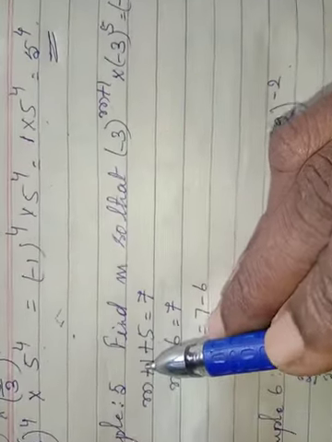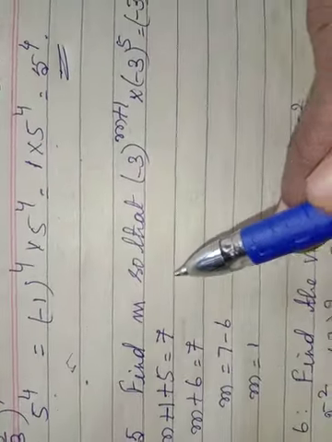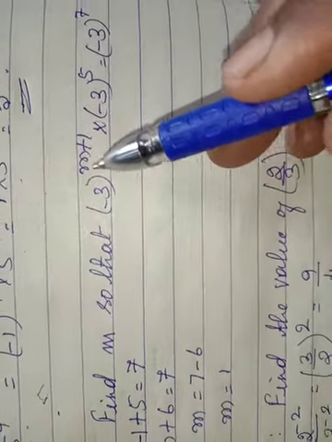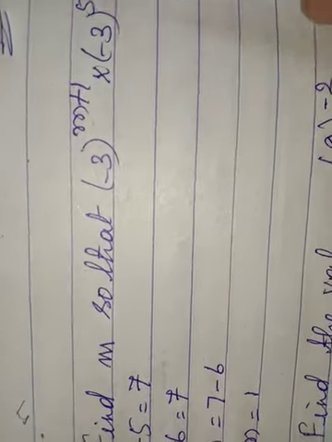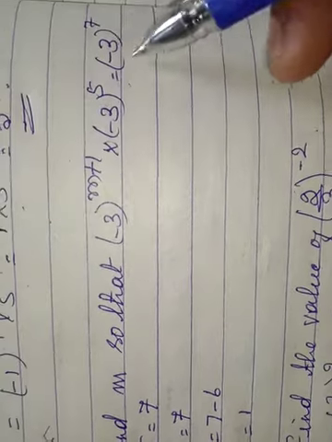Now example 5: find m so that minus 3 to the power m plus 1, into minus 3 to the power 5, is equal to minus 3 to the power 7.